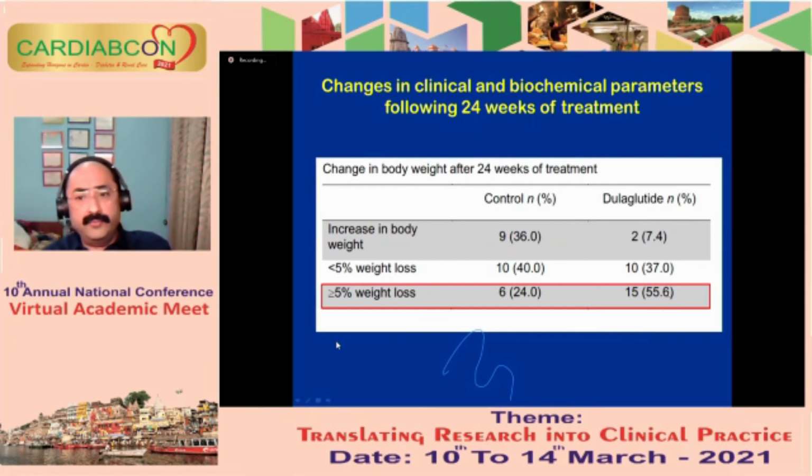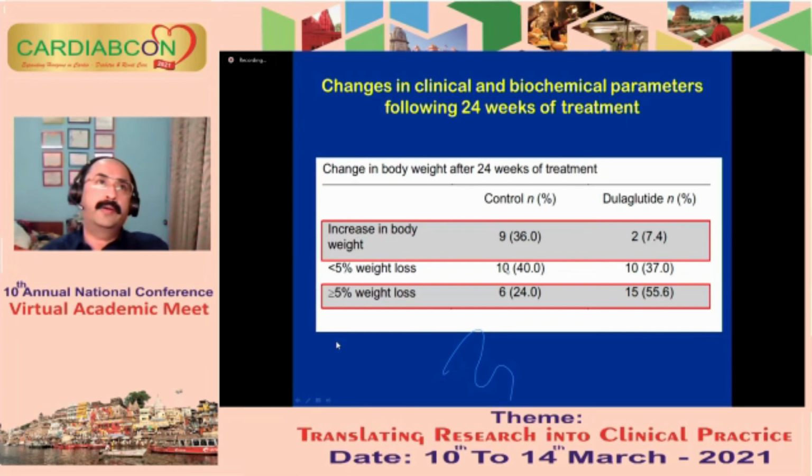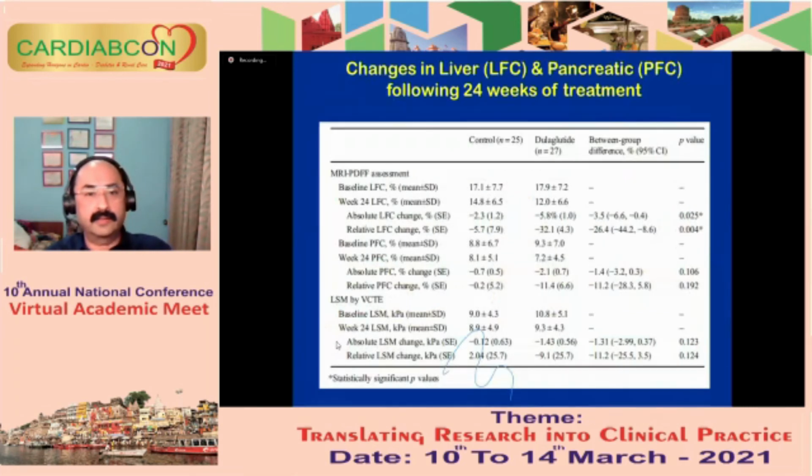About 56% of our patients on dulaglutide with standard of care lost more than 5%. And we all understand the benefits of losing this quantity of weight. Whereas in the control groups, with better glycemic control and weight-neutral or certain weight-promoting drugs like sulfonylureas or insulins, there was a significant increase. I won't say significant. 36% of patients gained weight in the control group.